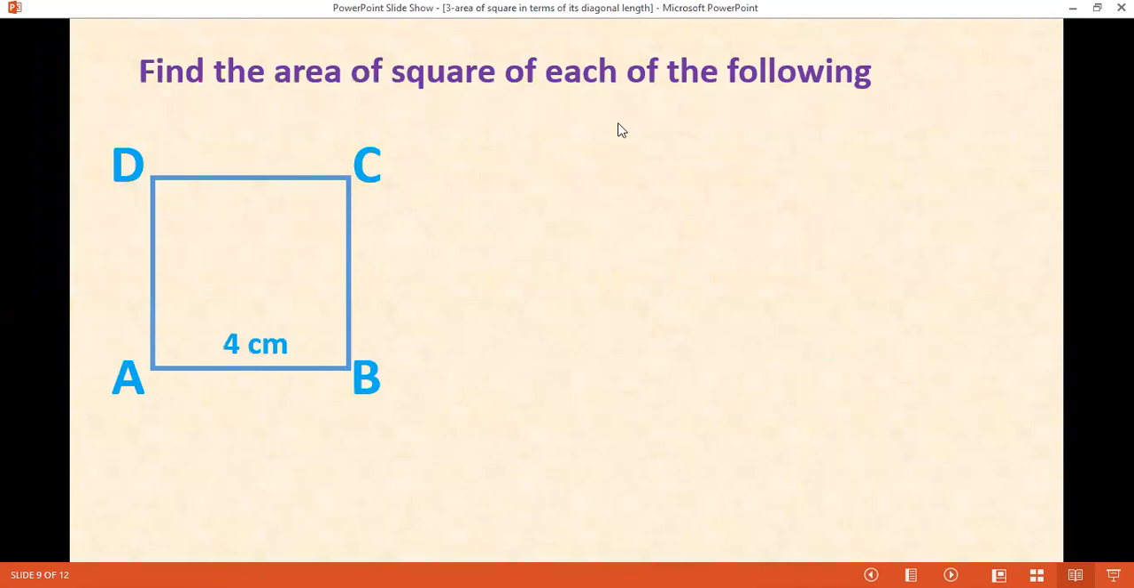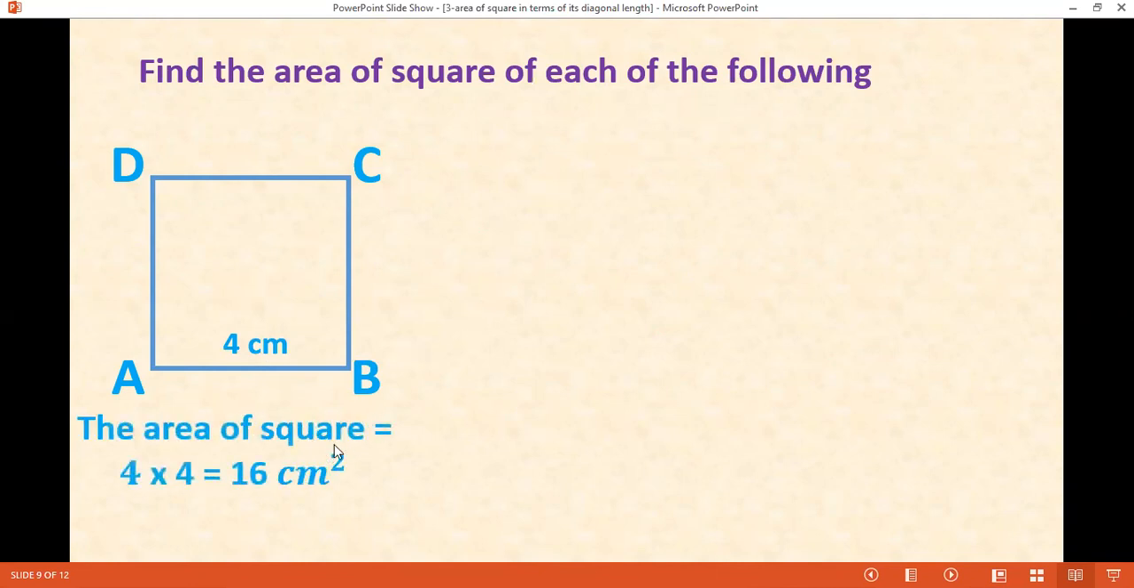Okay, find the area of a square of each of the following. This one, what I have here, I have side. So which rule am I going to use? I'm going to use side by side. Area of a square equals what? Side by side. So it's 4 by 4. The answer will be 16 centimeter square.